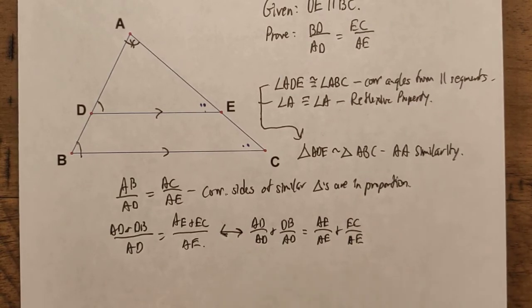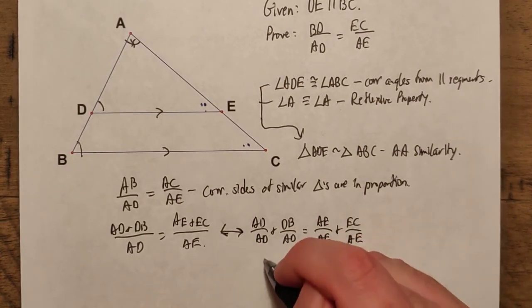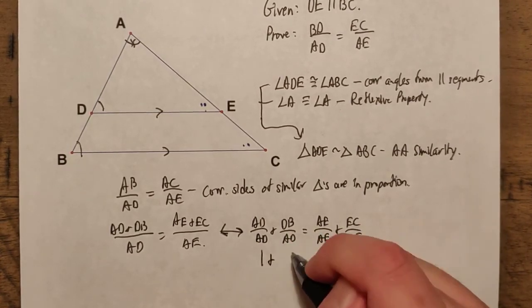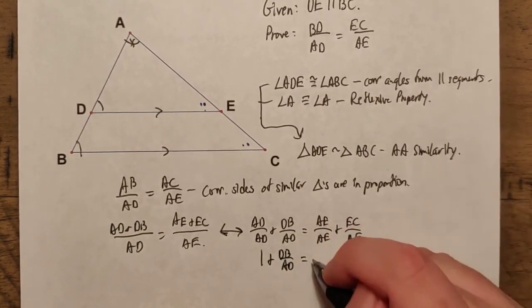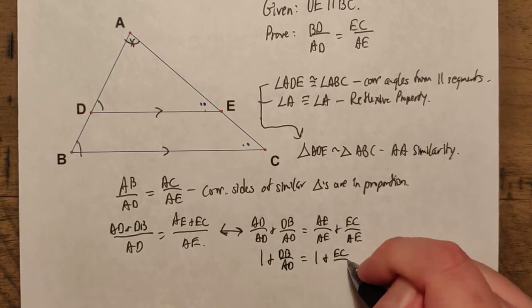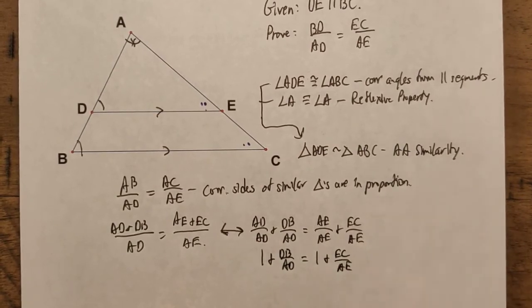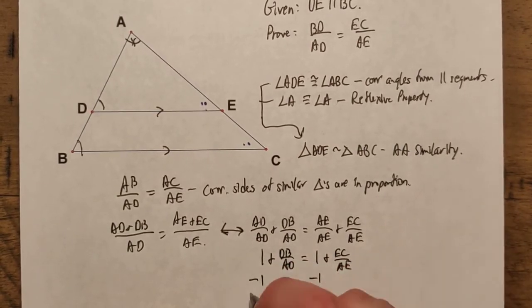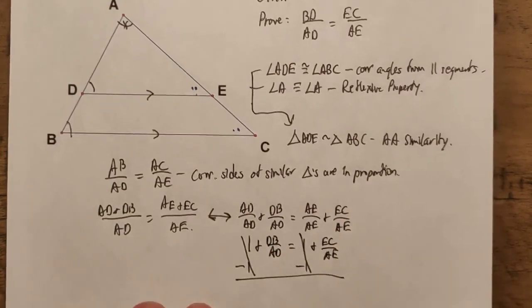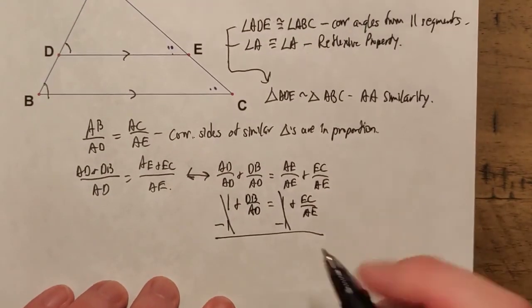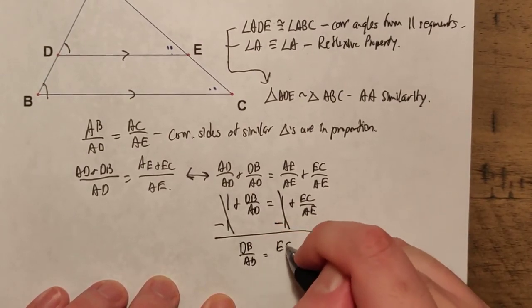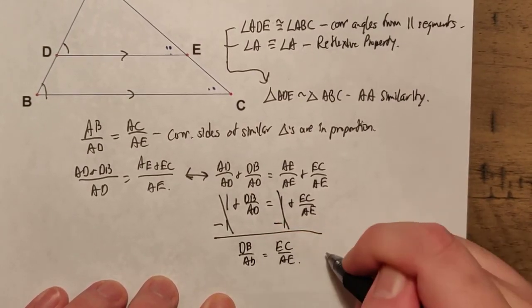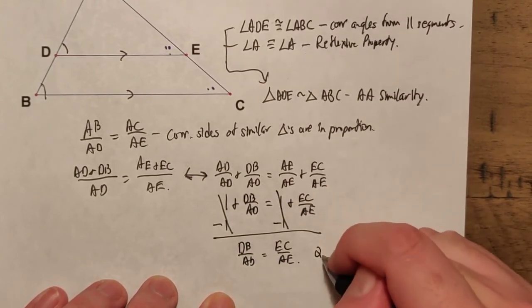Now, wait a minute. Why do we do this? Well, consider AD over AD. That's easy. That's just something divided by itself, which is 1. So I can write this as 1, and then I have DB over AD. AE over AE is also 1, and then we have EC over AE. Then I can just subtract 1 from both sides. These go away and the 1's cancel out. What's left is DB over AD equals EC over AE. And lo and behold, that's exactly what we're trying to prove.